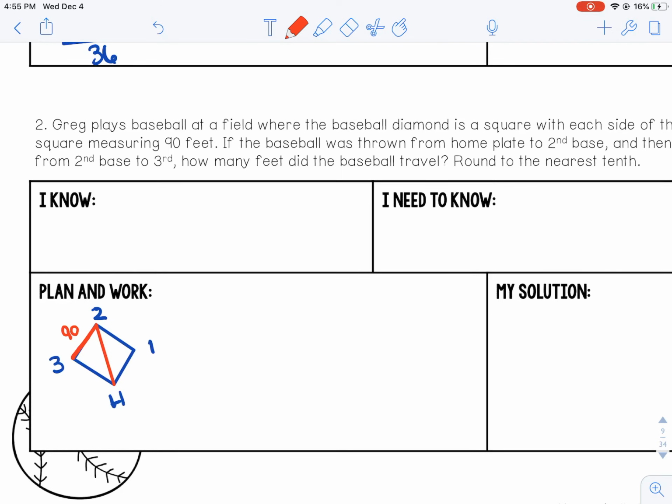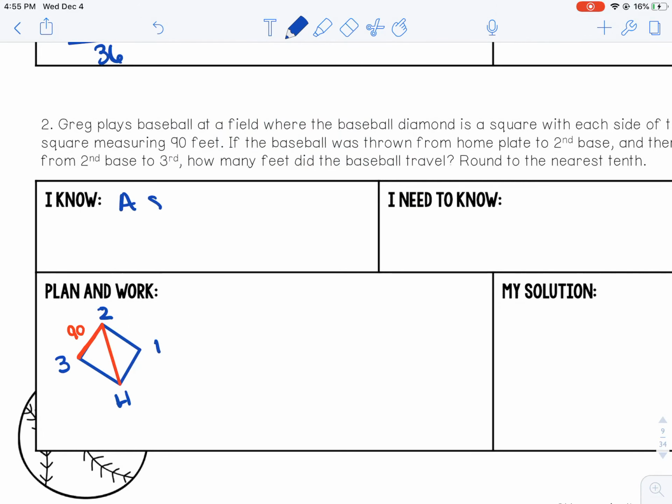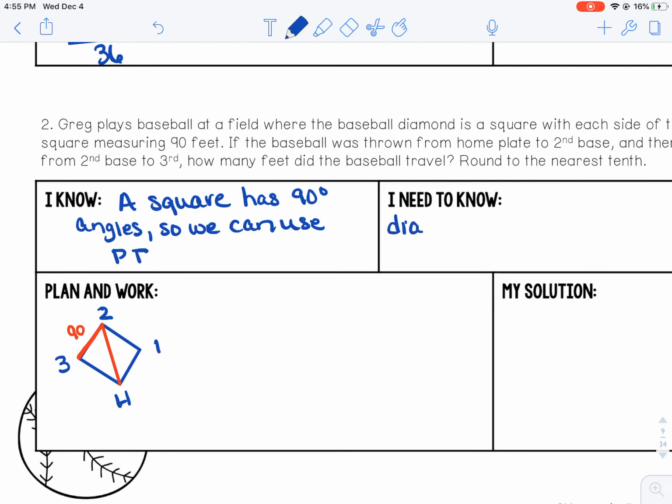All right. So I have a square. And what do I know about a square? Well, I know that a square has 90-degree angles. So we can use the Pythagorean Theorem to find the distance from home plate to second base. All right, so what we need to do is find the diagonal distance, and then we need to add to it the distance from second to third base.